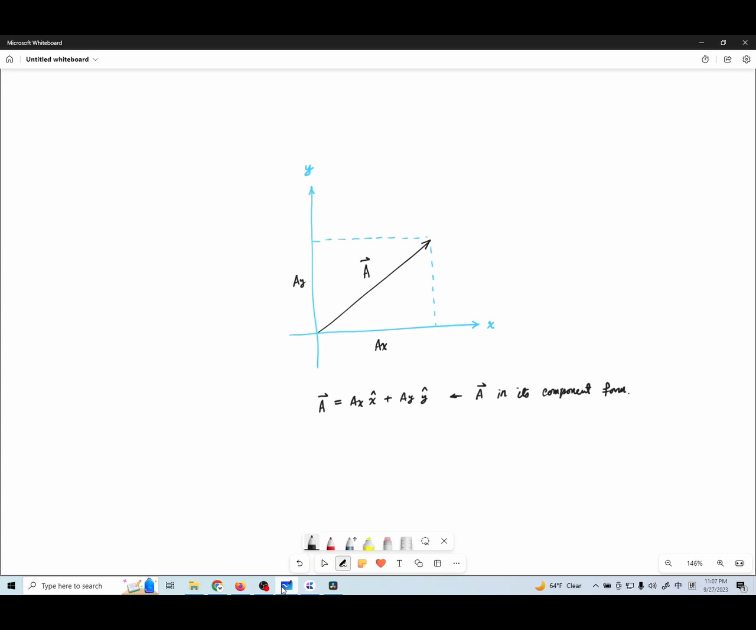By drawing this auxiliary line, you can see a right triangle whose hypotenuse is the magnitude of the vector and can be calculated using the Pythagorean theorem using the x and y components of the vector. And the direction of the vector is given by the angle theta, which can be calculated using the arctangent function.